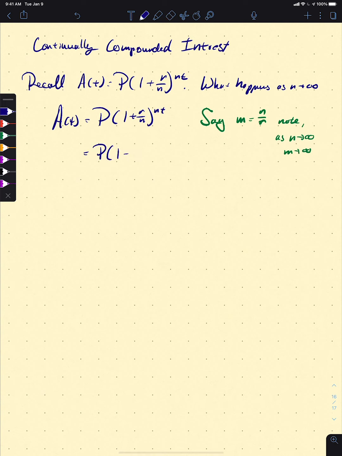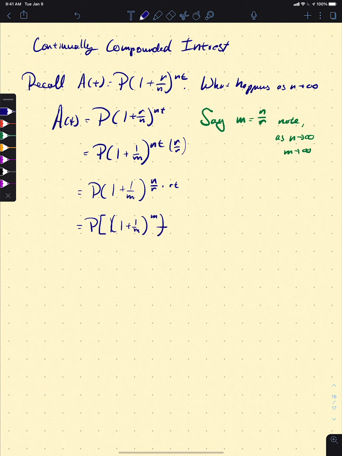We have P times 1 plus, well, if m is n over r, then r over n is 1 over m, okay? And we're going to take this nt, and we're going to do another little sneaky trick. We're going to multiply by r over r, okay? So what's that going to do? Well, that's going to be 1 plus 1 over m. We're going to get n over r times rt. But n over r is m. So we have P times 1 plus 1 over m to the m, and all of that is to the rt, right?